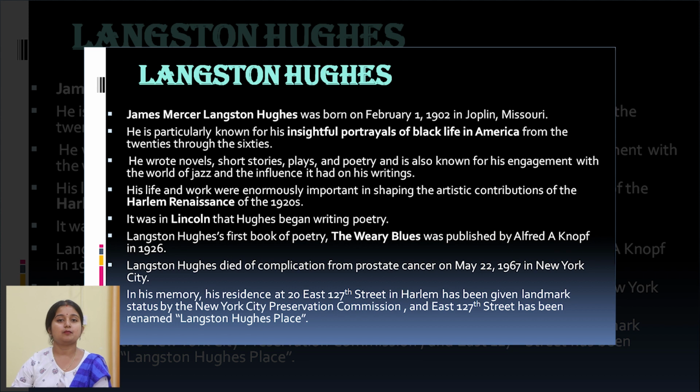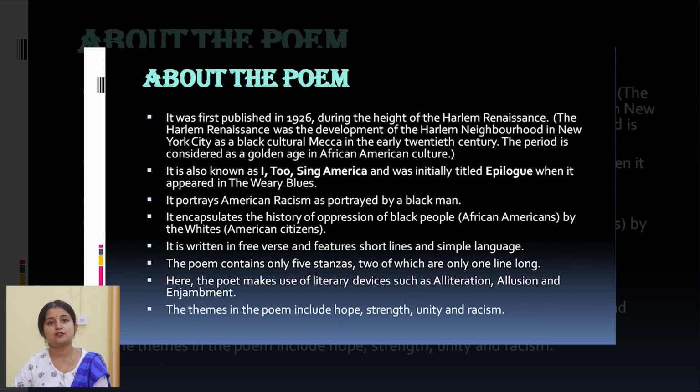Now coming to the poem. Before we go to the detailed explanation of the poem, let us have a brief overview of the poem. The poem was first published in the year 1926 in his first collection of poetry, that is, The Weary Blues. It was during the height of the Harlem Renaissance. The poem is also known as I, Too, Sing America, and when it appeared in The Weary Blues, it was titled The Epilogue.